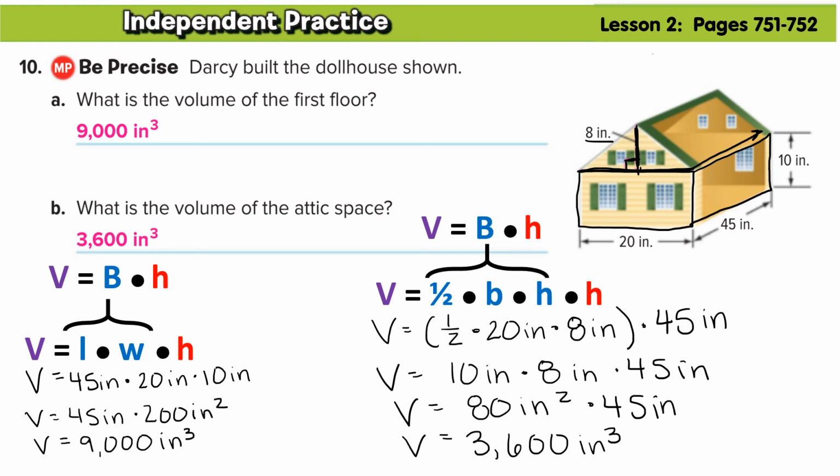Now, one question they did not ask, which I thought maybe they would ask, is what's the volume of the entire house? And if you added both of those together because you were curious, like I'm curious, it would be 12,600 inches cubed.